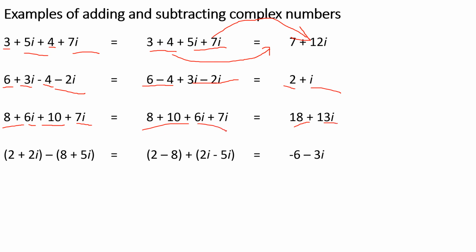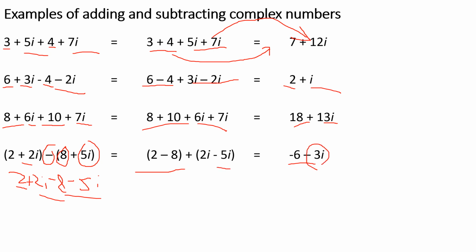And then I want to be careful with this one. 2 plus 2i minus 8 plus 5i. Remember, this minus is subtracting not just the 8, but everything within those parentheses. So I really rewrite it as 2 plus 2i minus 8 minus 5i, because everything's being subtracted within those parentheses. So 2 minus 8, this is where you have to be careful, would equal negative 6, and then 2i minus 5i is negative 3i.